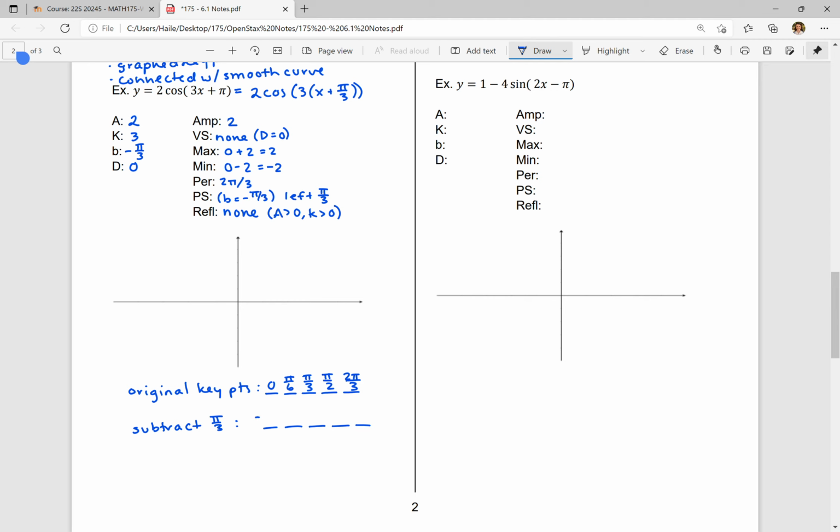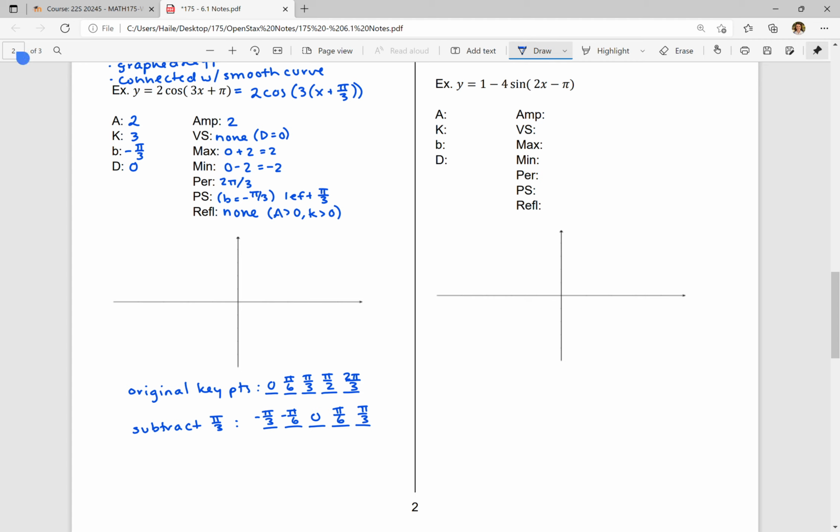So 0 minus pi over 3 gives me negative pi over 3. Pi over 6 minus pi over 3 gives me negative pi over 6. Pi over 3 minus pi over 3 gives me 0. Pi over 2 minus pi over 3 gives me pi over 6. And finally, 2 pi over 3 minus pi over 3 gives me pi over 3.